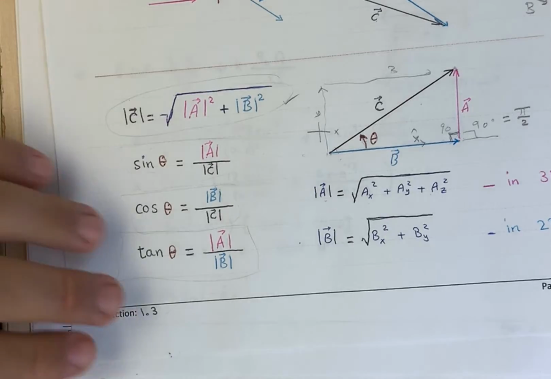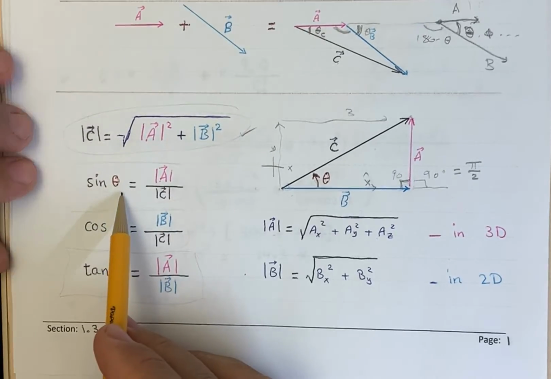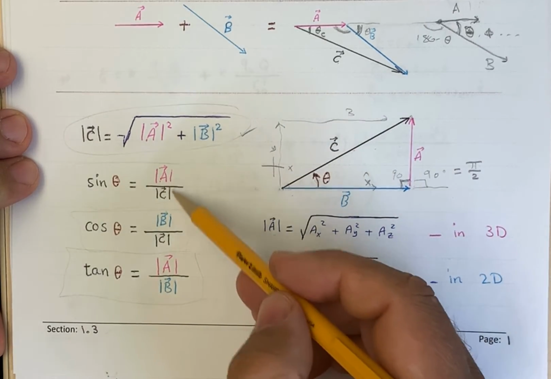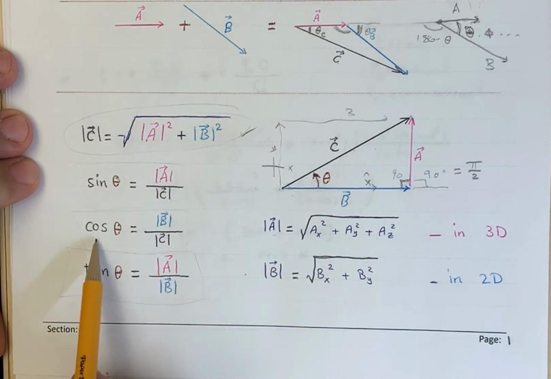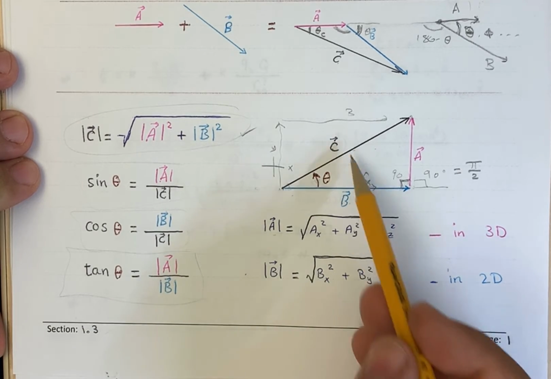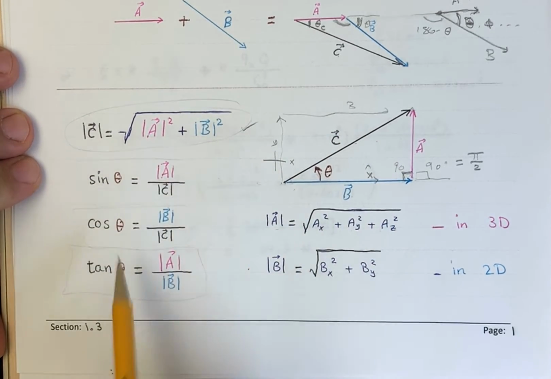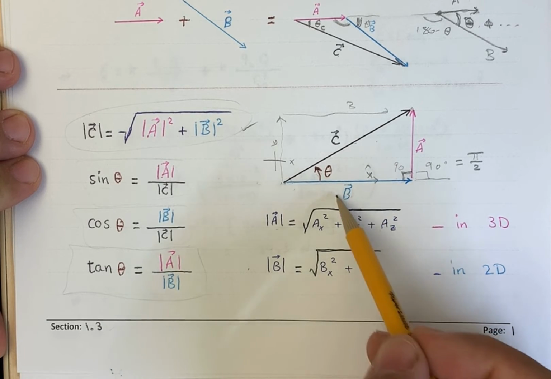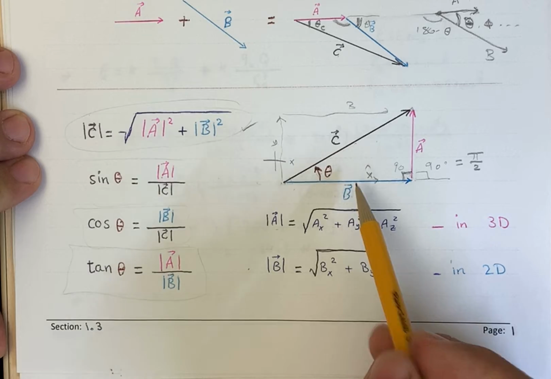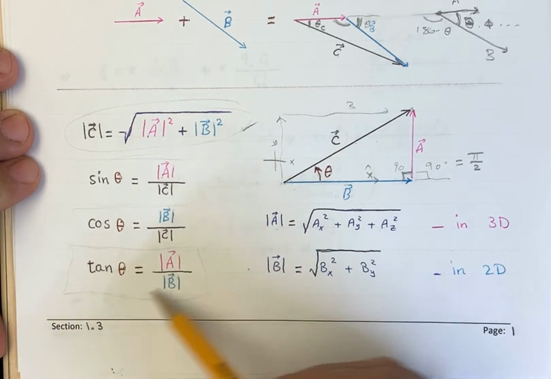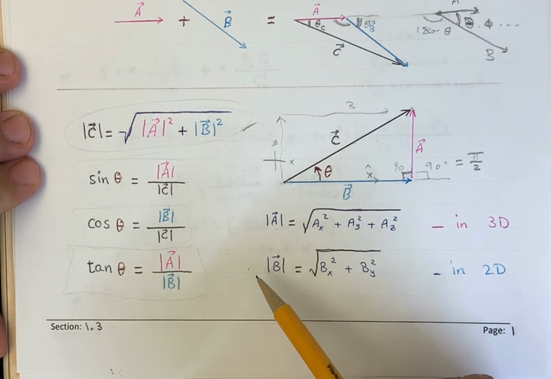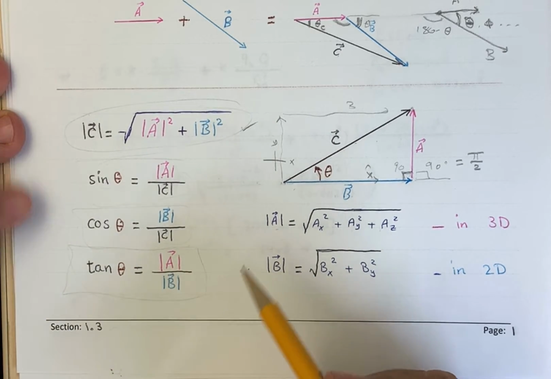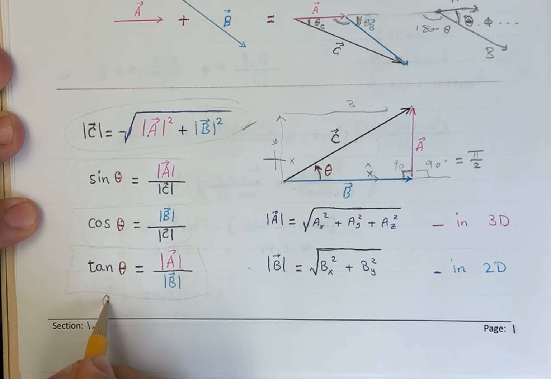This theta, we can find it by using the sine, cosine, or tan theta identities. We know that the sine theta is A over C, I'm talking about lengths. Cosine theta is the length of B over the length of C, and the tan theta is the length of A divided by the length of B. After finding C, you can use any one of them when you solve the problem, and they will give you the same result.